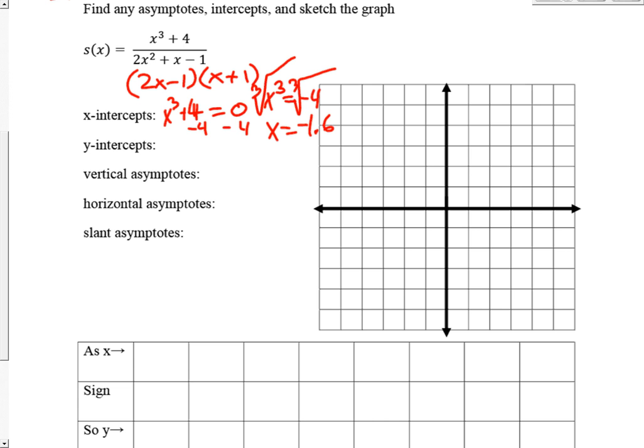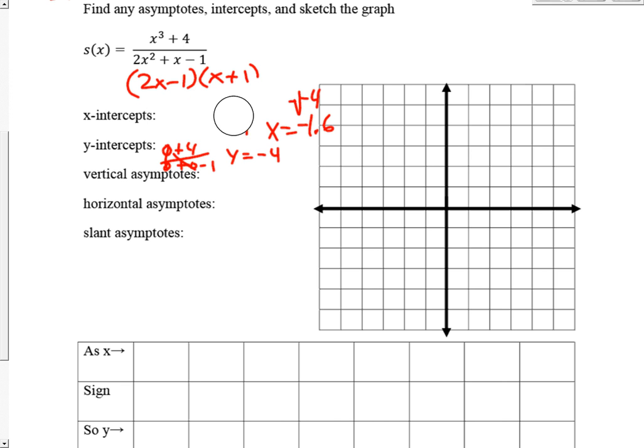You can cube root a negative, but not square root. Right. For my y-intercept, I'm plugging in 0. I'm going to get 0 plus 4 over 0 plus 0 minus 1. All the zeros obviously are going to have no effect, and I get 4 over negative 1. So y equals negative 4. I'm going to clean this up a little bit here.